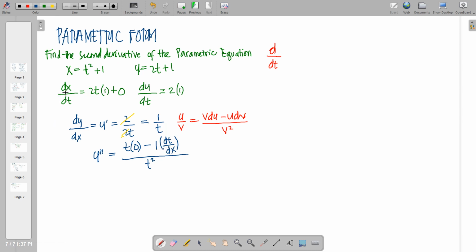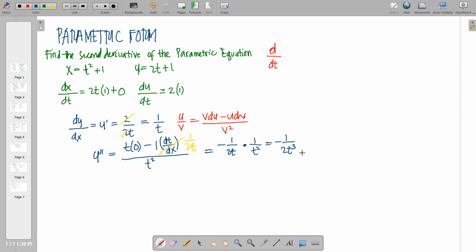So notice that dx over dt here is equivalent to 2t. So this is just the reciprocal of this function. So therefore, you can just say that dt over dx is equivalent to 1 over 2t. So now we can simplify everything here. So this is our numerator, negative 1 over 2t times 1 over t squared. So finally, y double prime will yield to negative 1 all over 2t cubed. So this is how to do it for the parametric form.